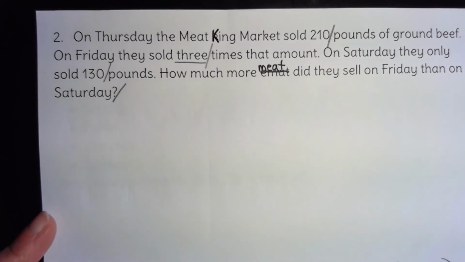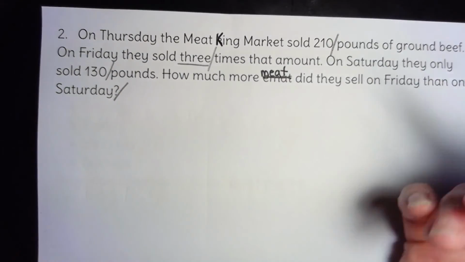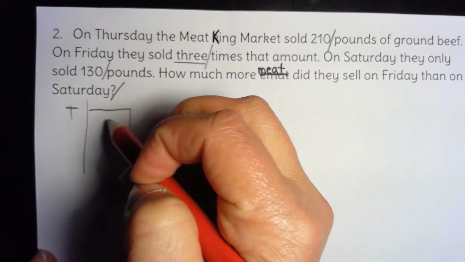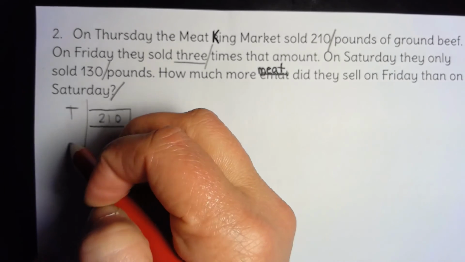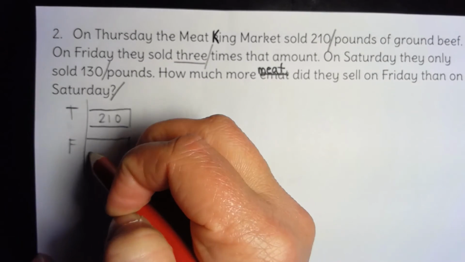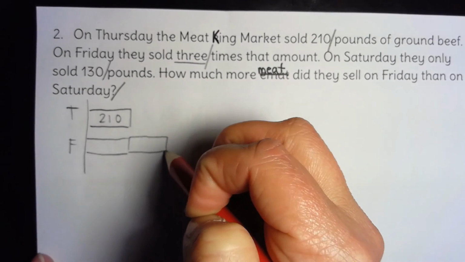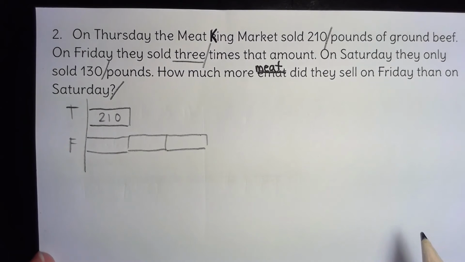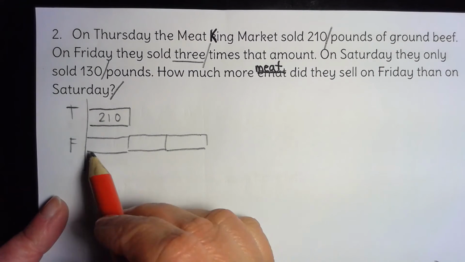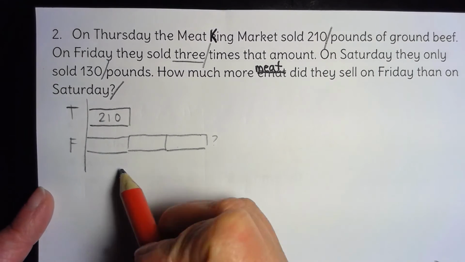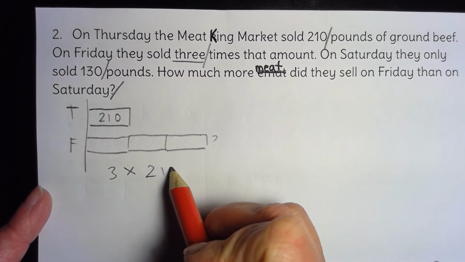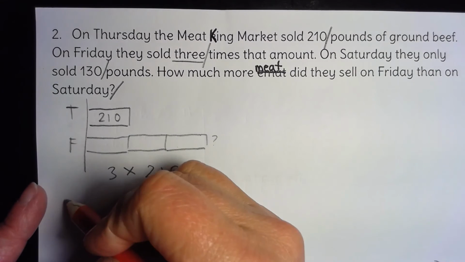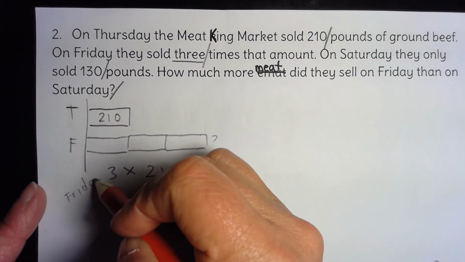So again, I know some of you are not fans of bar models, but this is where it's kind of helpful, because if you do a bar model, here's Thursday's amount of meat, and Friday is 3 times that amount. That kind of puts it in your head. So by looking at this, we can figure out that Friday's 3 times 210. So I'm just going to label it here with a Friday.